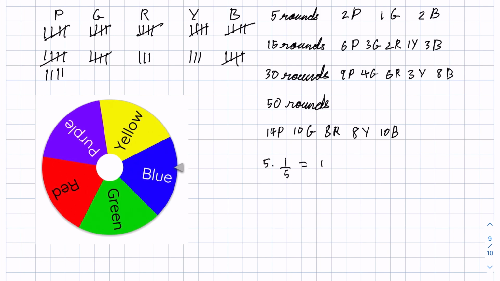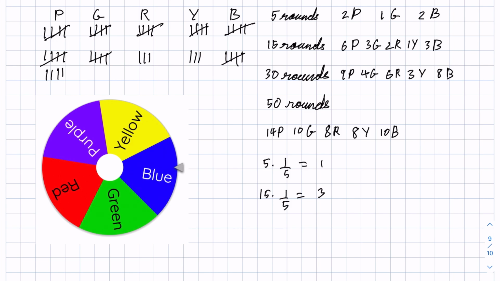But when I spin it 15 times, 1/5 of 15 is 3. So it should land on each of them 3 times. That's the theoretical probability. And over here, it landed on 3 only twice. But it's a much bigger improvement from the previous time, where only one matched the theoretical probability.